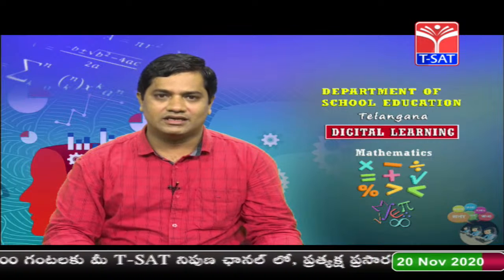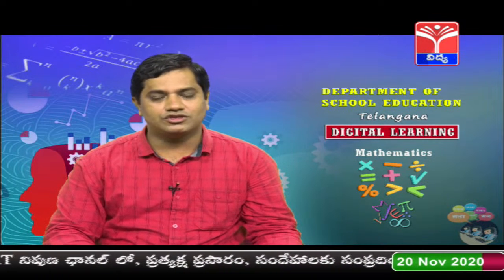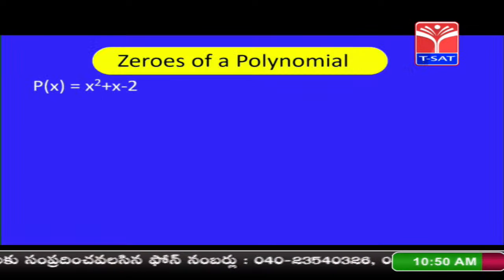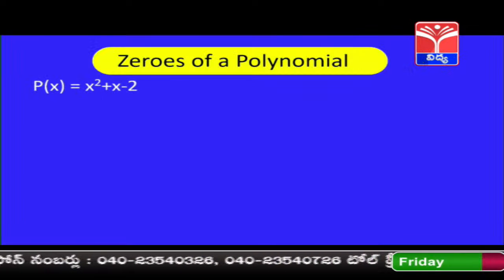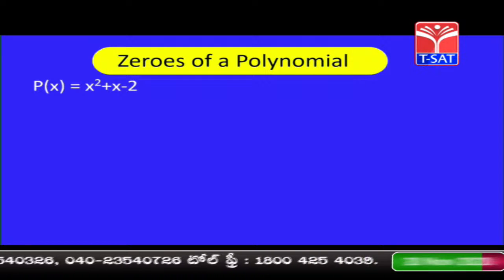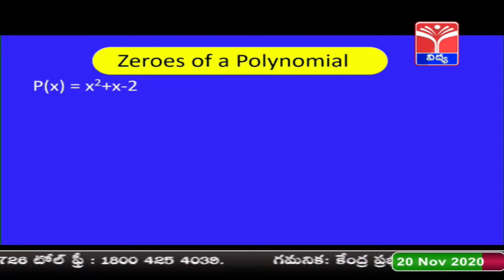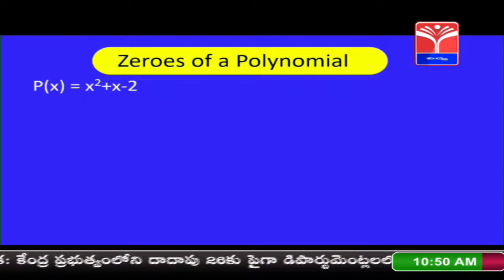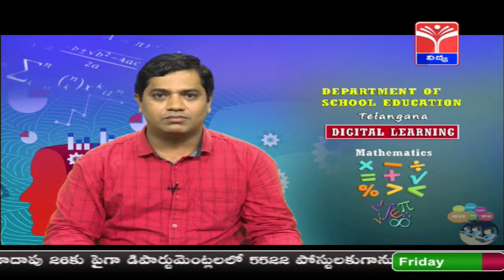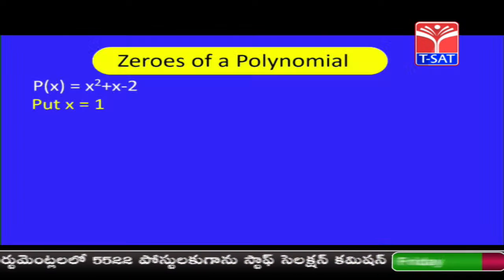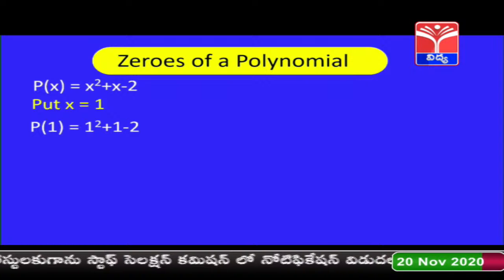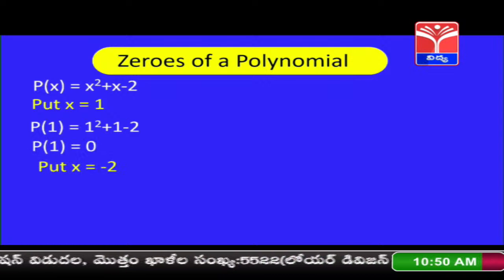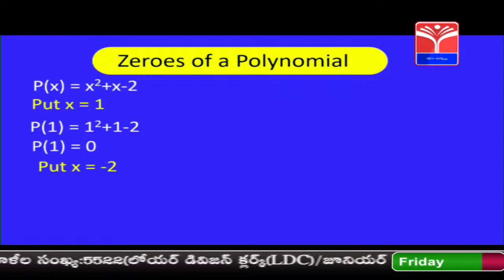Okay. Let us try to discuss zeros of a polynomial. Now, let us consider one polynomial p of x is equal to x square plus x minus 2. As we learnt earlier, how did we find the value of a polynomial? Now, substitute x is equal to 1. What will be the answer here? Yeah, this is 0.